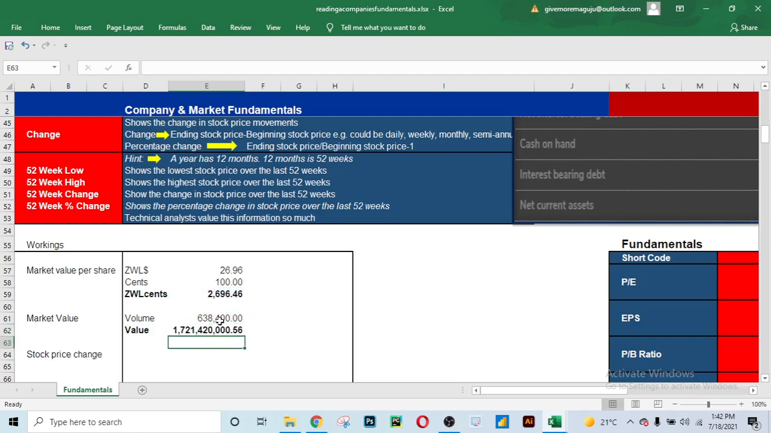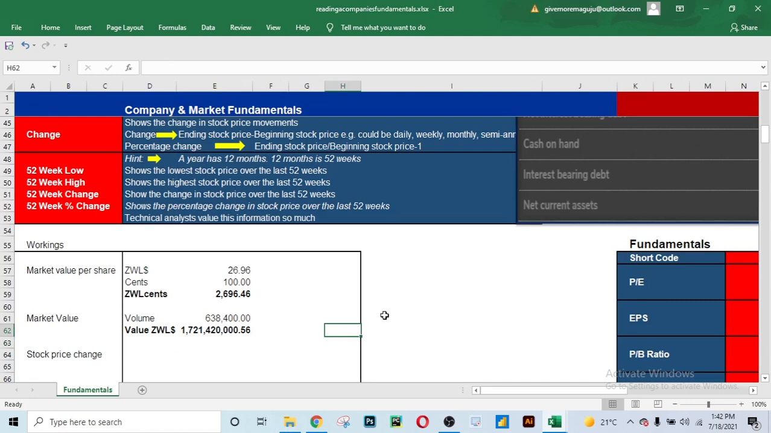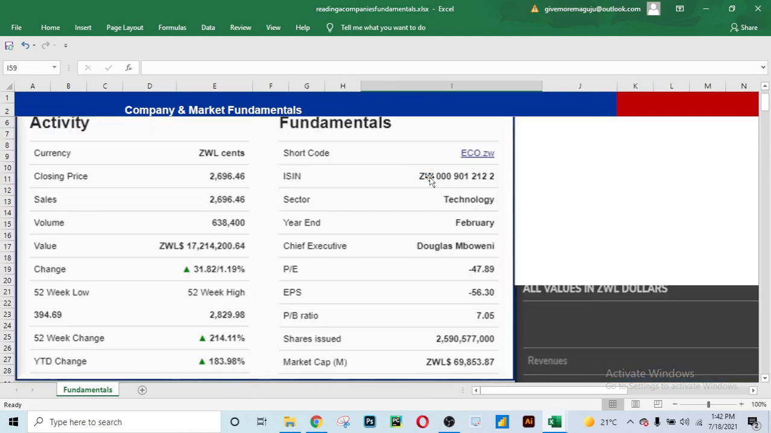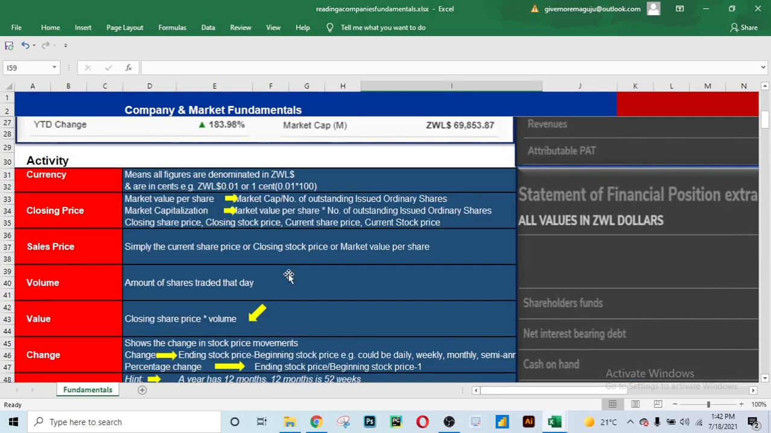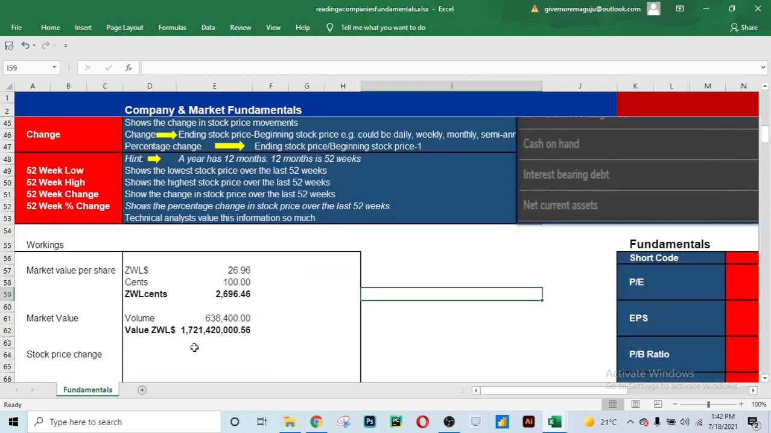Such that we get this amount here that is in ZW. So let me just expand this a bit. Perfect, right? Now if we go back, let's see if there's any difference there. So here it's 17,214,200. Let's see what's happening here.